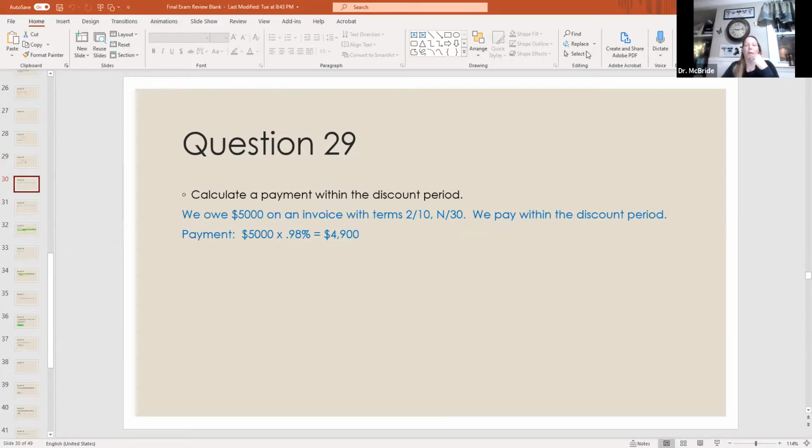All right, this one's easy for you. This is just calculating the discount. We owe $5,000. All we're doing is calculating the payment. We don't need a journal entry. So we owe $5,000 on an invoice with terms 2/10, net 30. So that means a 2% discount. If I wanted to know what I was going to pay, I take the $5,000 that we owe times 98%, and I see I'm going to pay $4,900.